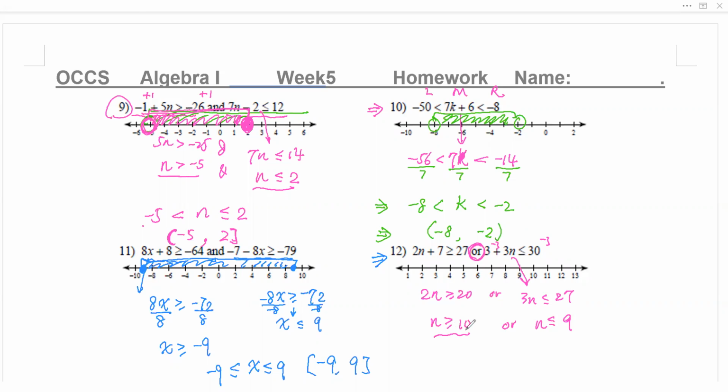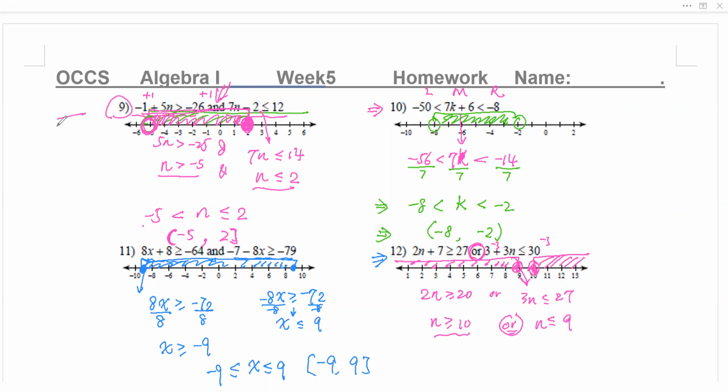First, this part, n greater than or equal to 10, fills this area. And less than or equal to 9 is this part. You can see these two actually have no overlap area. This is "or", so you can meet this situation or meet this situation. You don't necessarily find their overlap area. That's the tricky part.